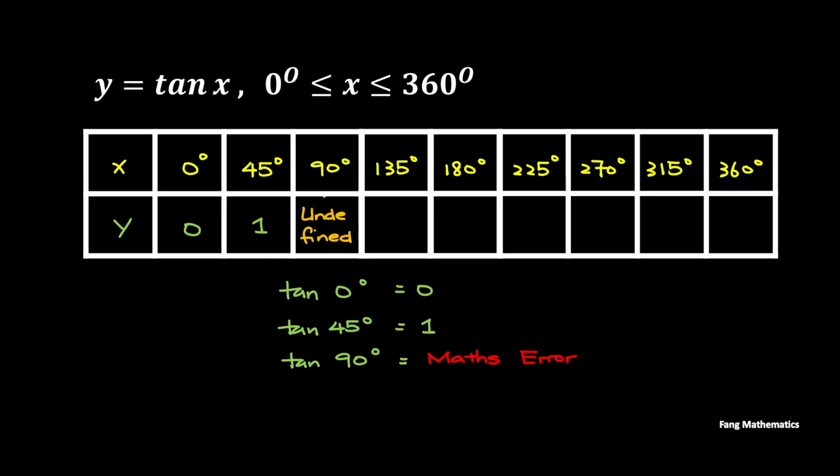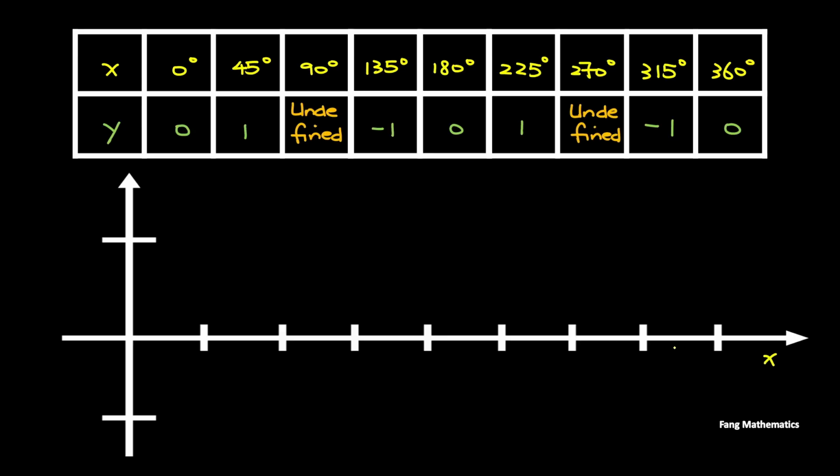So when we are graphing 90 degrees, we will put a vertical asymptote at 90 degrees, indicating the 90 degrees is not defined in this graph. In a similar way, you are to use the calculator and find the rest of the outputs. So let me just give you: -1, 0, 1, and undefined. -1, 0. We are to first mark the x values on the x-axis, starting from the intersection 0 degrees.